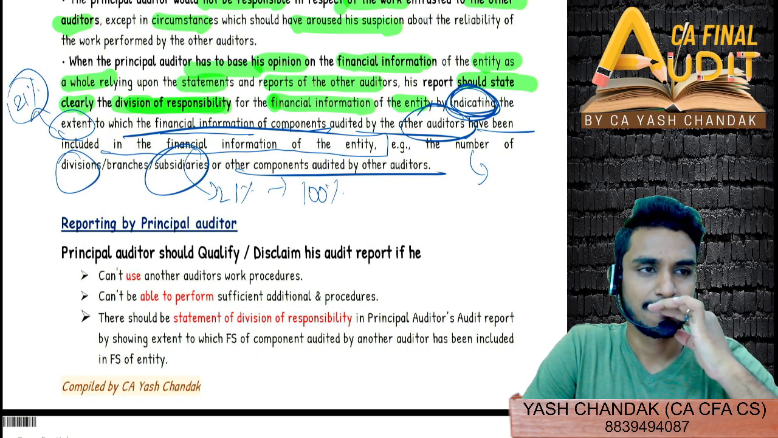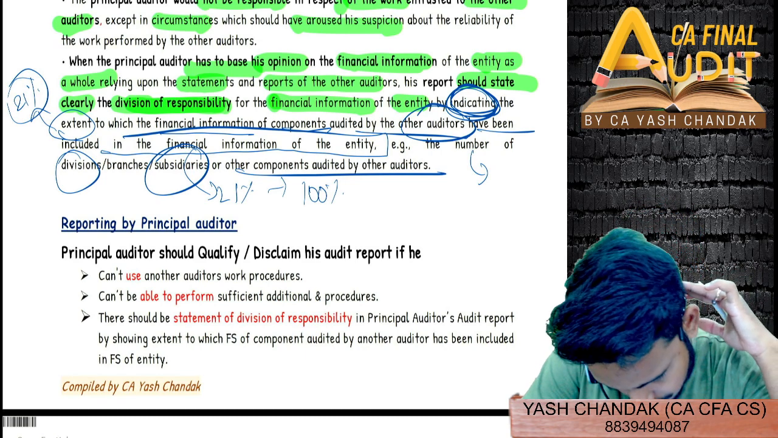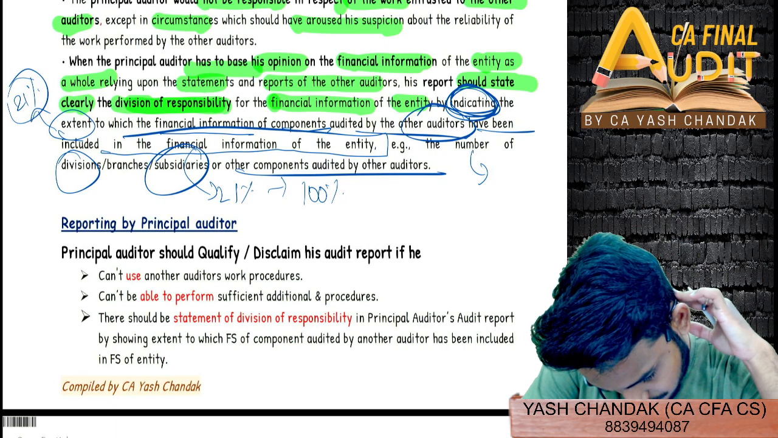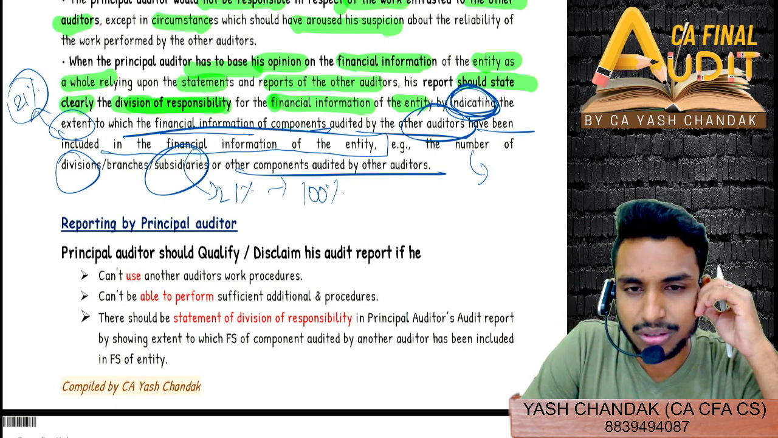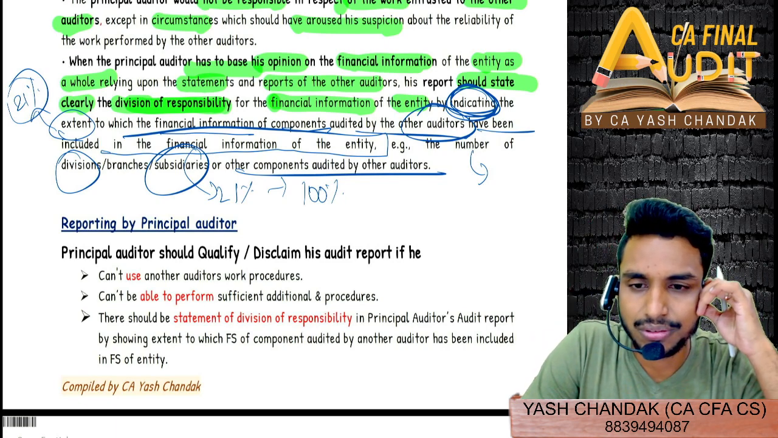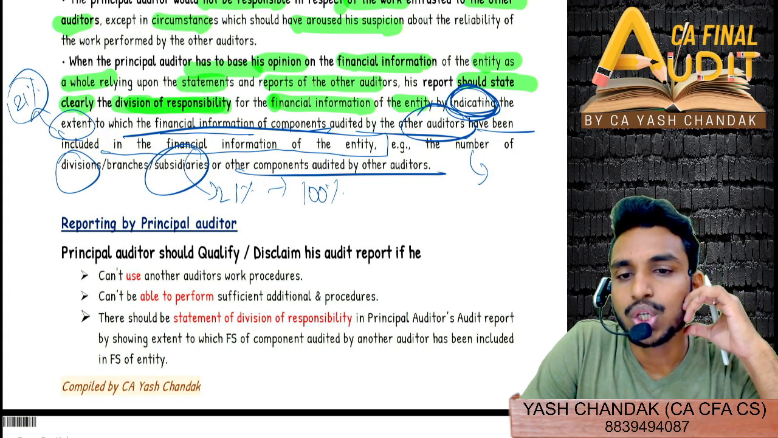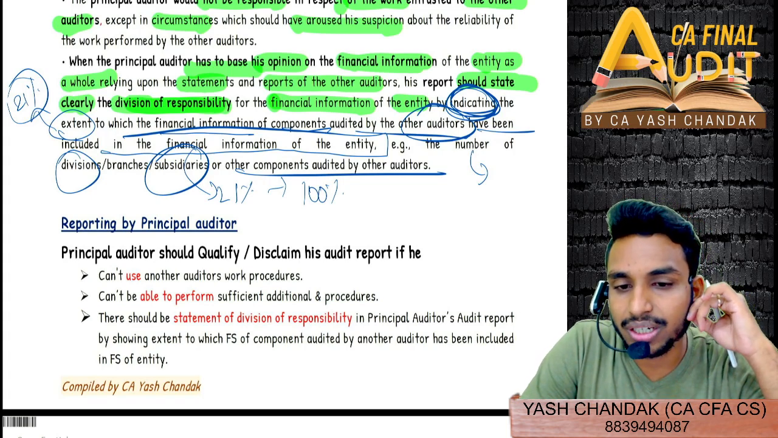Meaning he is getting inadequate, insufficient, appropriate audit evidence. In that case, he can't simply issue the true and fair view, right? And that component may be a significant part of the whole financial portion. You are saying the component is not audited? No, no, the component is audited by the other auditor, and that is significant also.